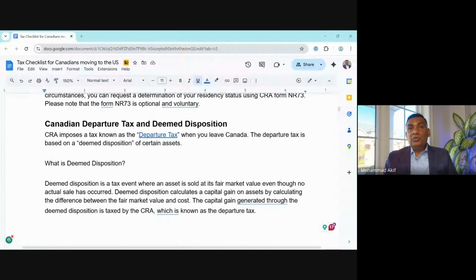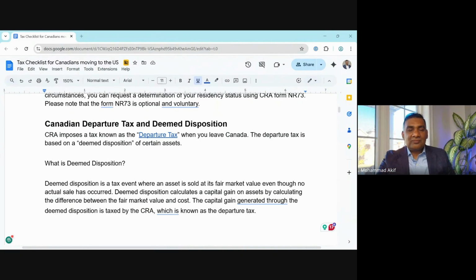So when you do leave Canada, there are certain assets that get deemed disposed, and then the capital gain is triggered, and then there's tax on it. In some cases, there might be a loss. Of course, when there's a loss, the government doesn't want anything to do with it. When there's a gain, they want the tax.